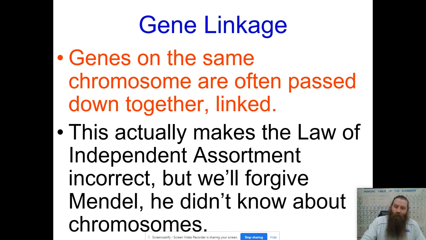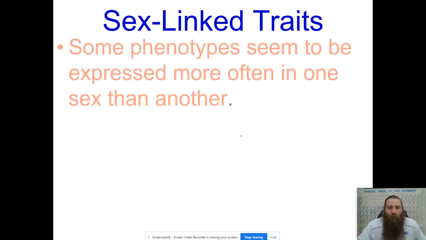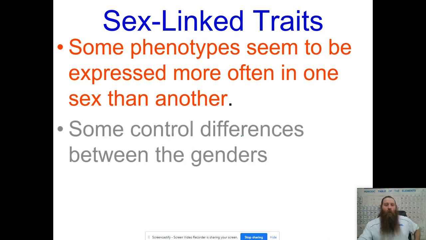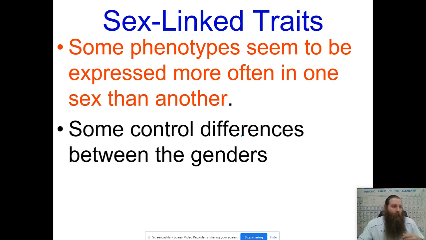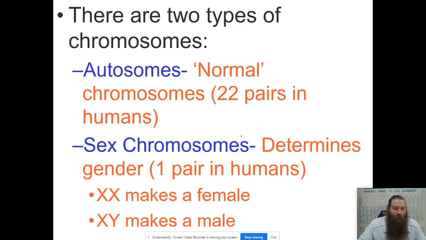There are also things called sex-linked traits, which are traits linked to your biological sex. Some of the phenotypes we see in these, often diseases, are expressed more often in males than females or females than males. Sometimes they're normal traits that both genders share. So it can be either or. A great example of this is color blindness.